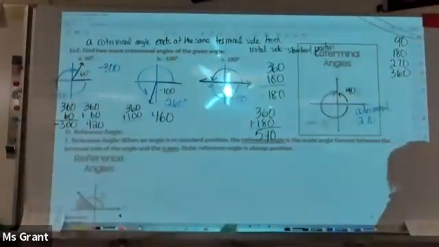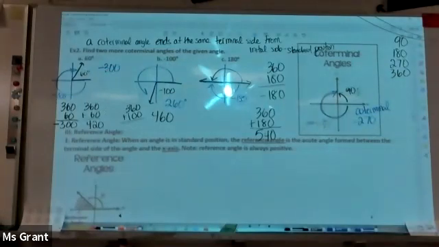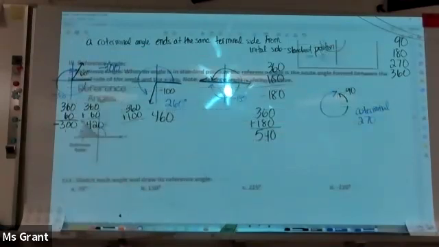That's the word coterminal. How far do you have to go around to where the angle ends? I'm scrolling down.